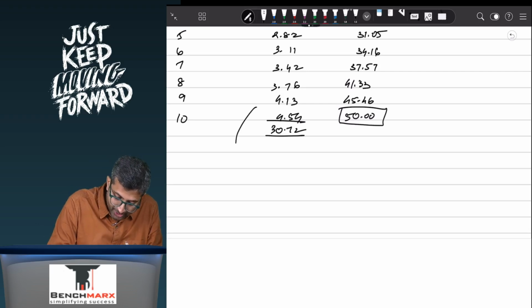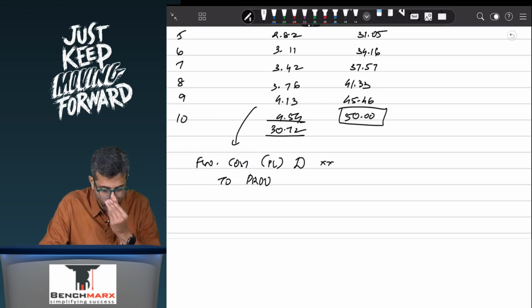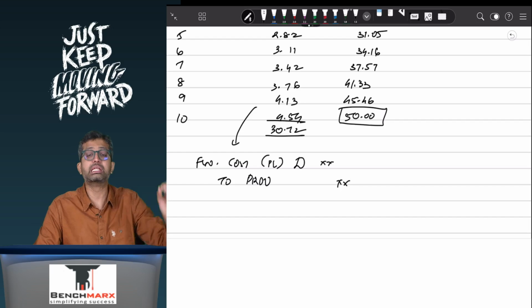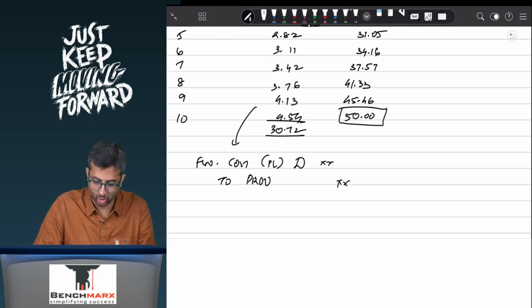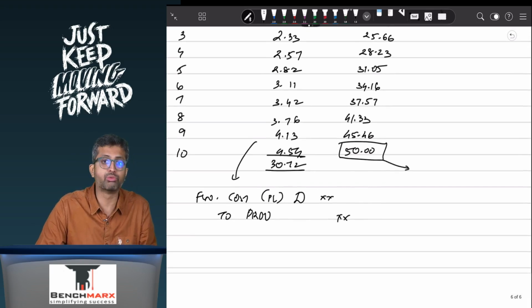For each of these, your entry will be finance cost account debit, which will go to the P&L, to the provision for site restoration. Sir, how will I call this finance cost? Like in finance cost, you might have interest cost, amortization of discount. This will be called as unwinding of discount. And slowly, your provision will reach up to 50.